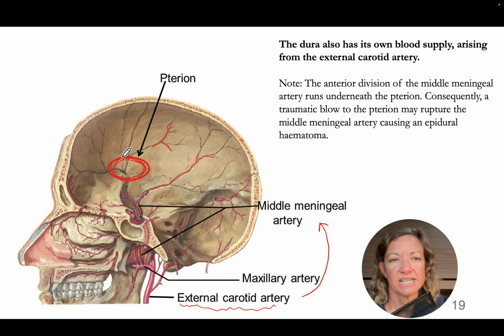So pterion, like pterodactyl, is the juncture between many bones of the skull. It's thin, it's a bony juncture, and it happens to overlie the middle meningeal artery. And this creates a point of vulnerability to impact on the lateral side of the skull at the point of that pterion, and this is often the cause of an epidural hematoma.